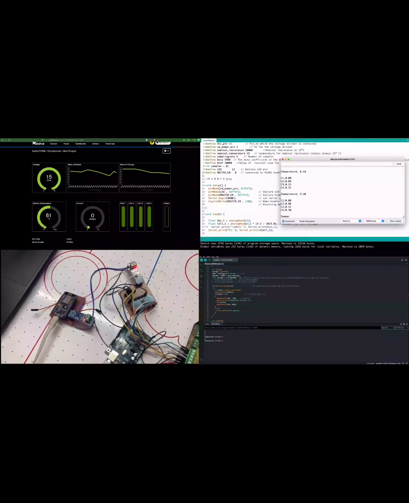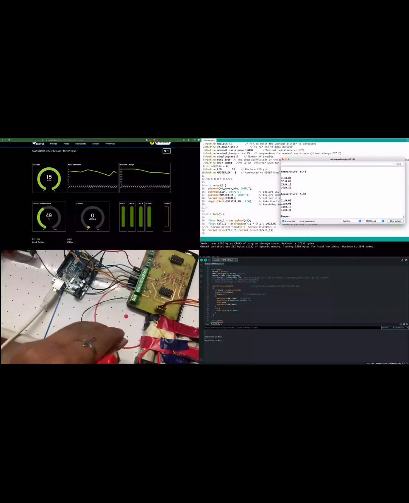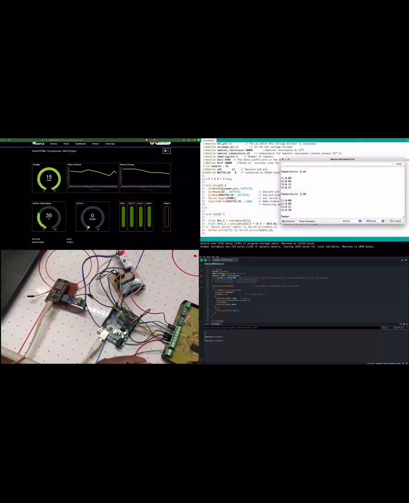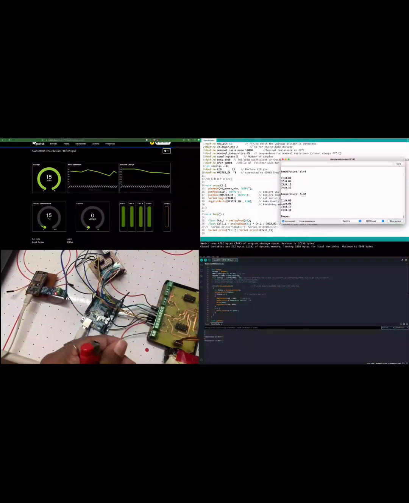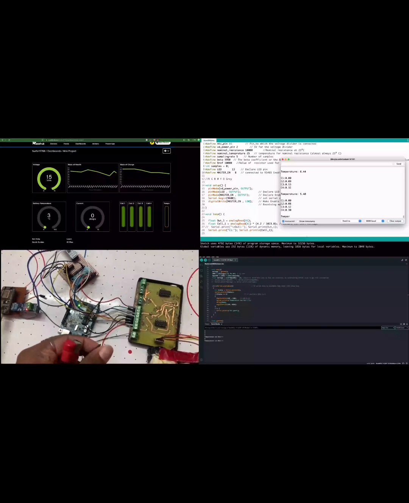So by the time we cool this down, the change in temperature should occur. And as you can see, it is all good now. Let's come back to nominal temperature.